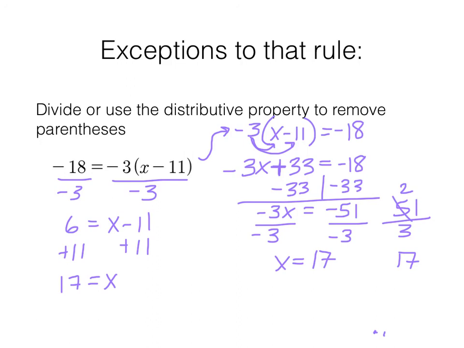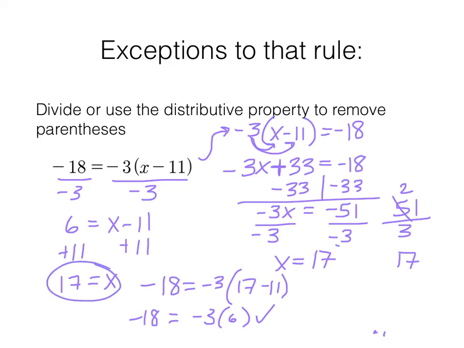Let's see. Color, color, color. All right, so negative 18 equals negative 3 times 17 minus 11. All right, so 17 minus 11 is 6. Negative 3 times 6 equals negative 18. It sure does, so I know I did that correctly. All right, so either way, we got our 17.